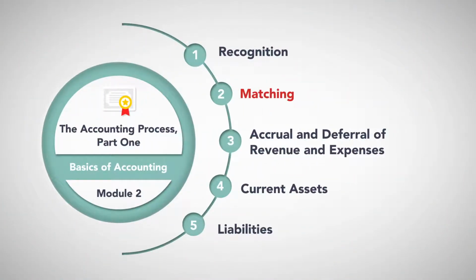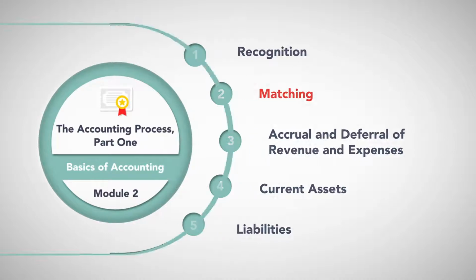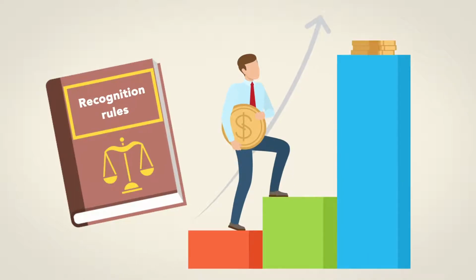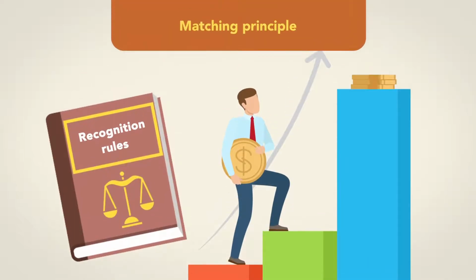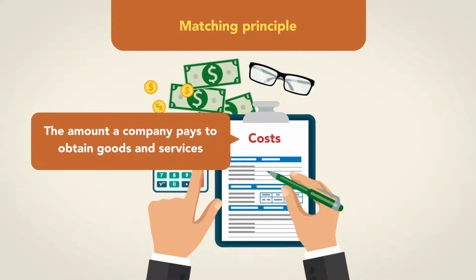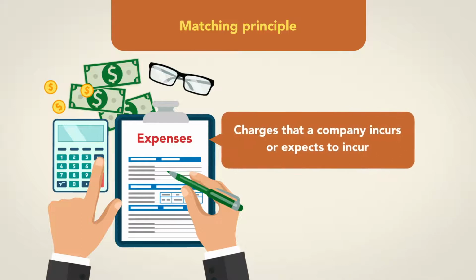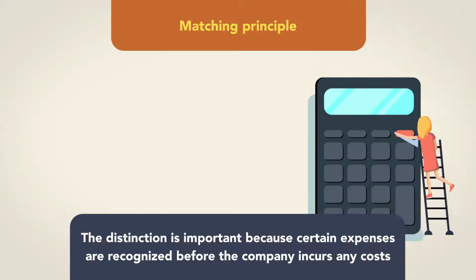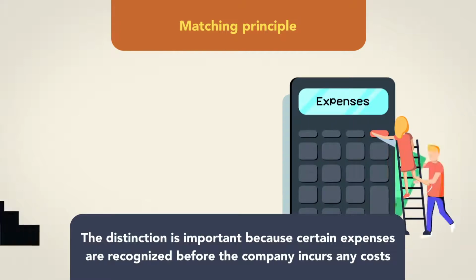Matching. While the recognition rules determine when a company is to record revenues, the matching principle indicates when the company is to record expenses. Note that costs are the amount a company pays to obtain goods and services, while expenses are charges that a company incurs or expects to incur. The distinction is important because certain expenses are recognized before the company incurs any costs.